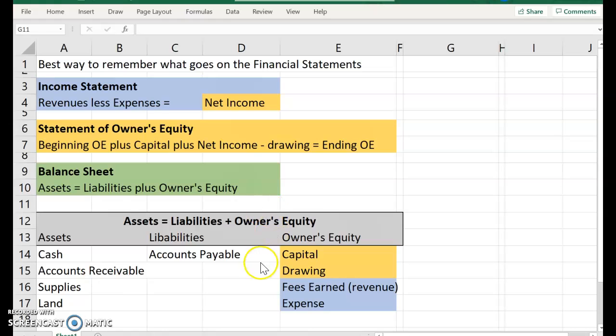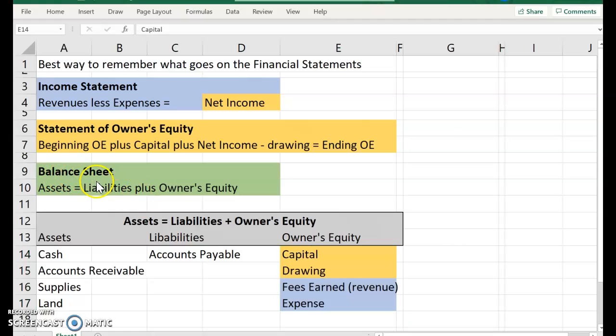Okay, so I've highlighted owner's capital, owner's drawing, and net income. So you can see that whatever's in yellow is going to go on the statement of owner's equity. So you have to calculate net income right in order for your ending owner's equity to be right. So basically, my statement of owner's equity summarizes my owner's equity here.